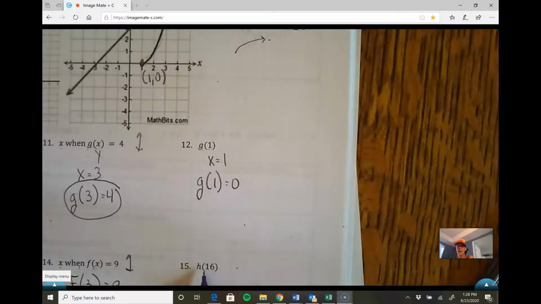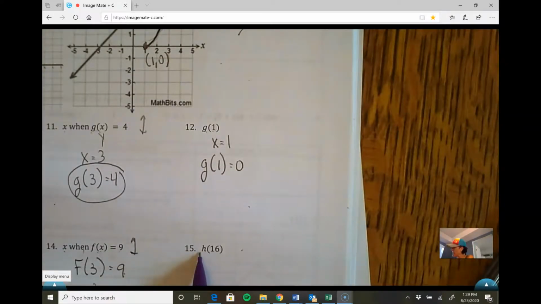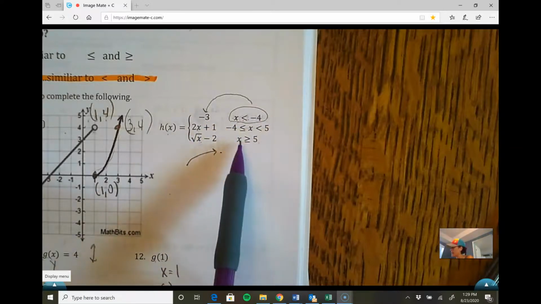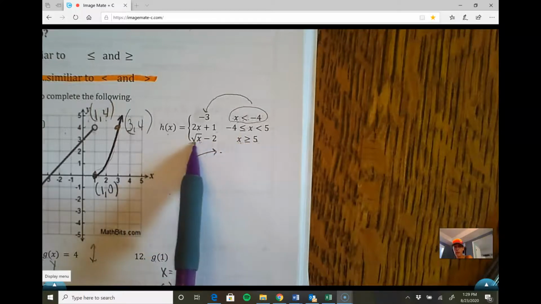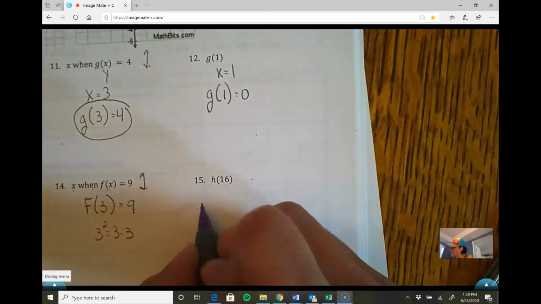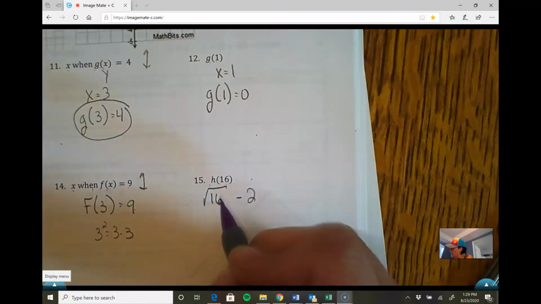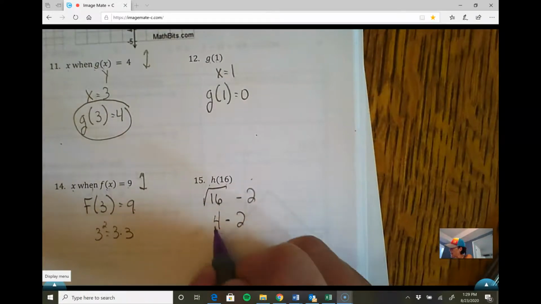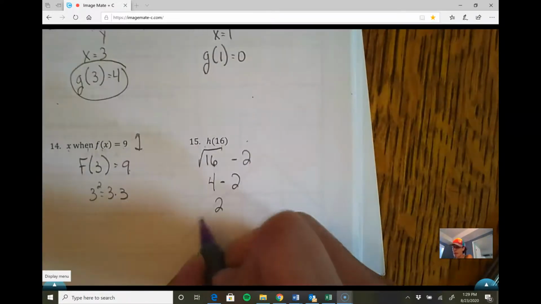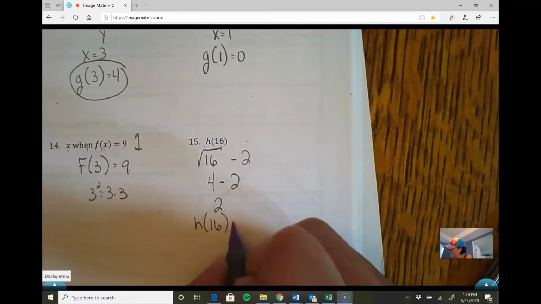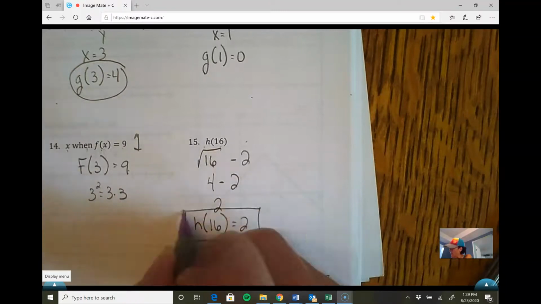All right, last one. This function, I'm going to find h of x when x is 16. So here I have to see where x being 16 falls. And it falls in here. 16 is greater than or equal to 5, so I'm going to come over here and use this function. So I'll be taking the square root of 16 and subtracting 2. I should do the square root of 16, which is 4, first, and then 4 take away 2. And I'm going to write my function as, when my x is 16, I get 2 as my y or my function answer.